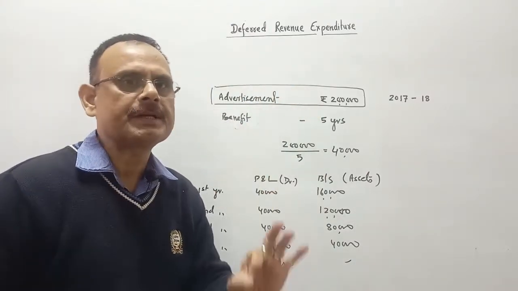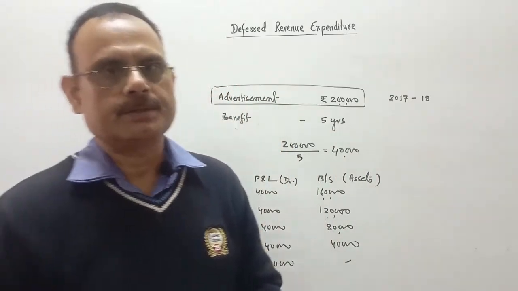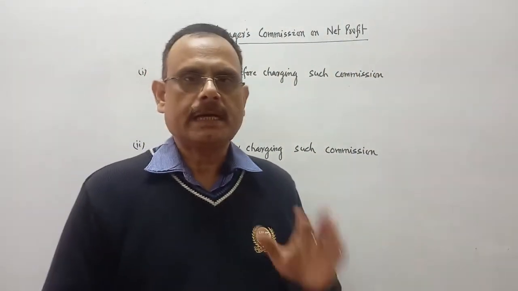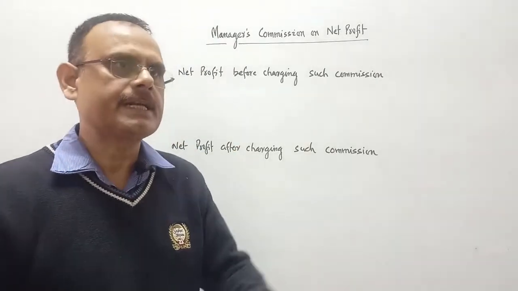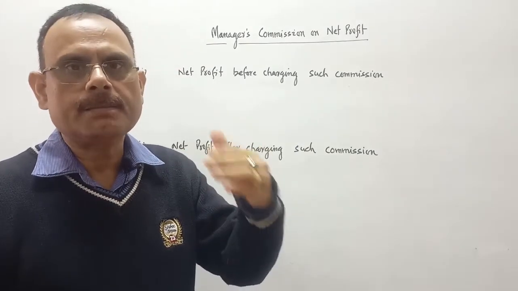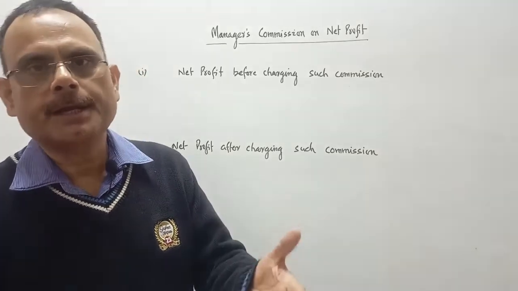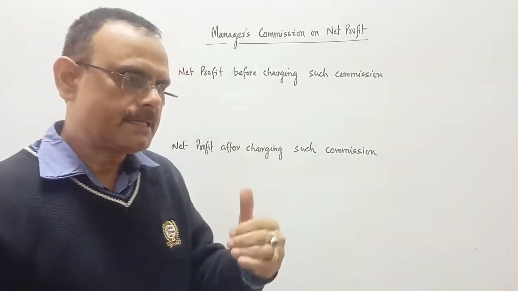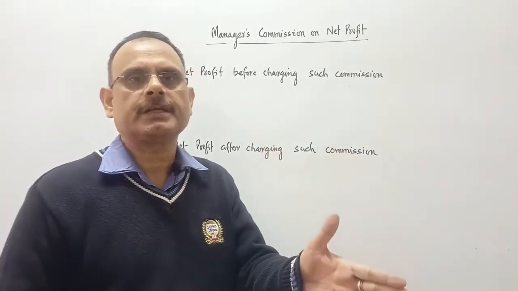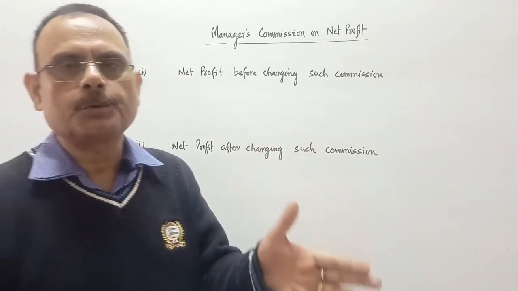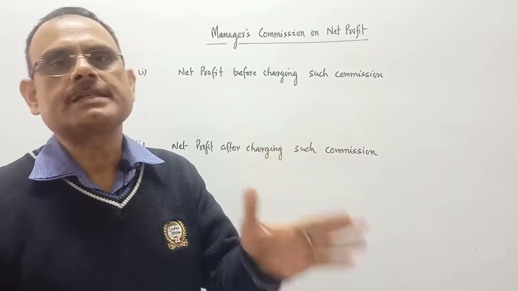That's why this advertisement is called deferred revenue expenditure, deferred advertisement. Okay, now coming to the next adjustment related to manager's commission. If in the adjustment it is given that you provide the manager's commission, then you have to see on which amount the manager's commission will be provided: on the net profit before charging such commission, or on net profit after charging such commission.